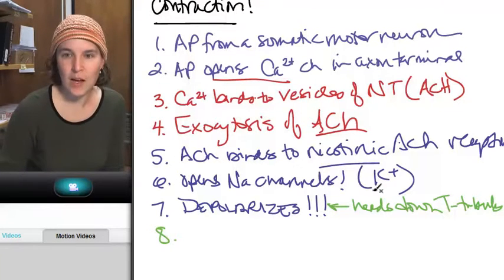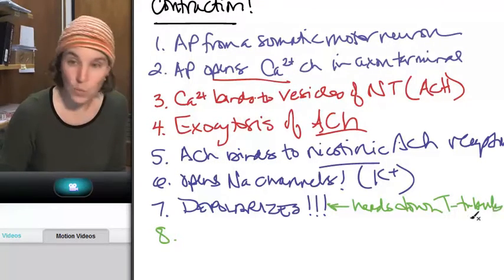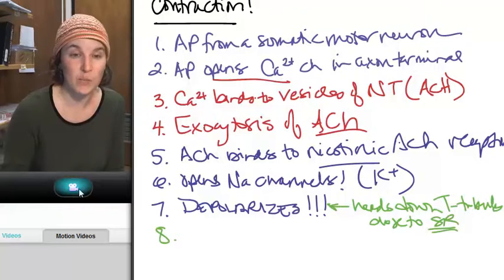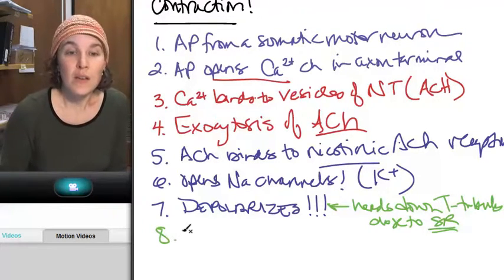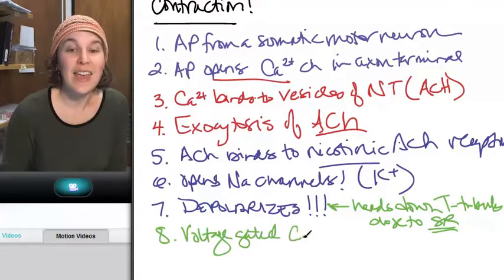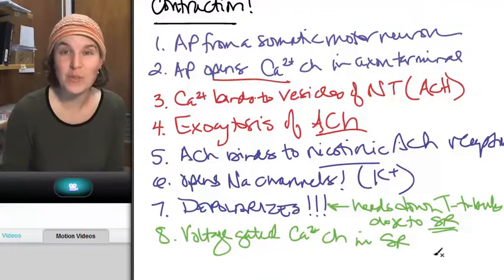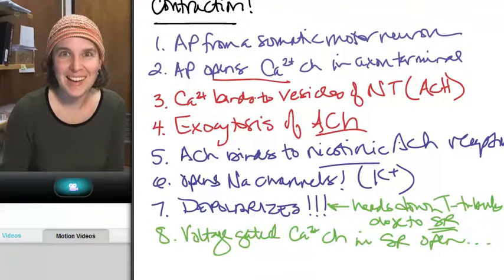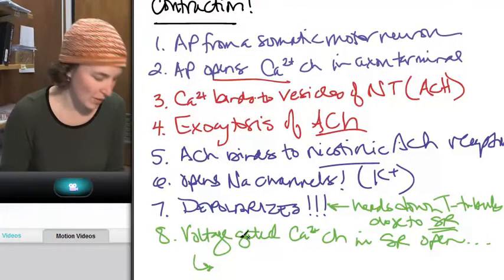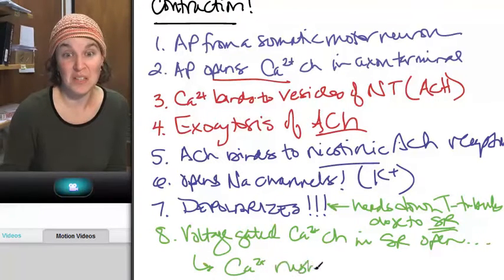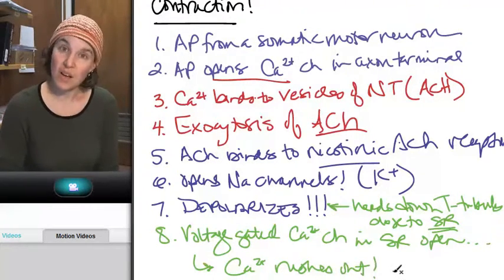Okay, we headed down the T tubules, and we're very close to the sarcoplasmic reticulum. This is important. Voltage gated calcium channels in the sarcoplasmic reticulum open. And what happens if it opens? Calcium rushes out. Of course it does.